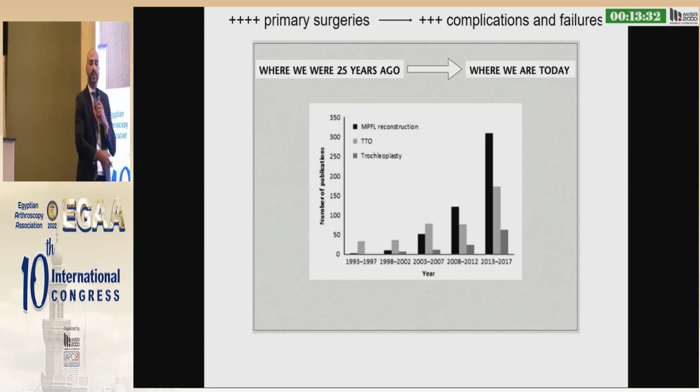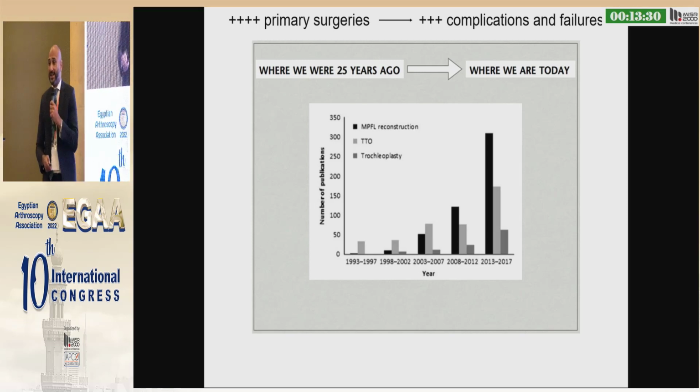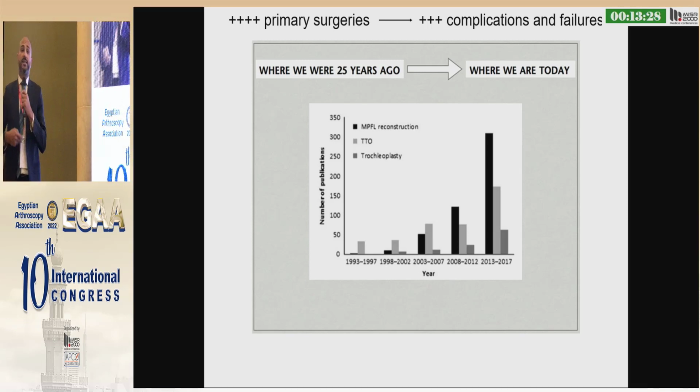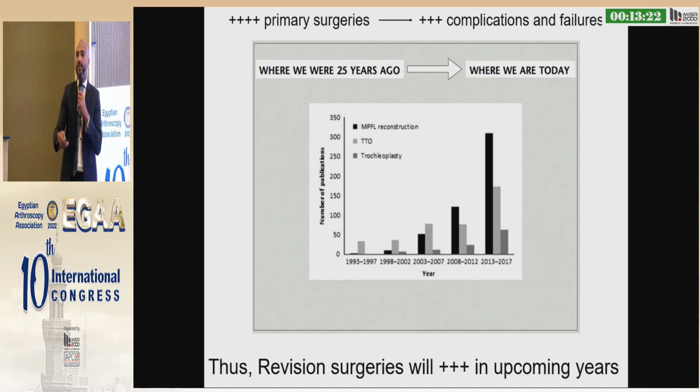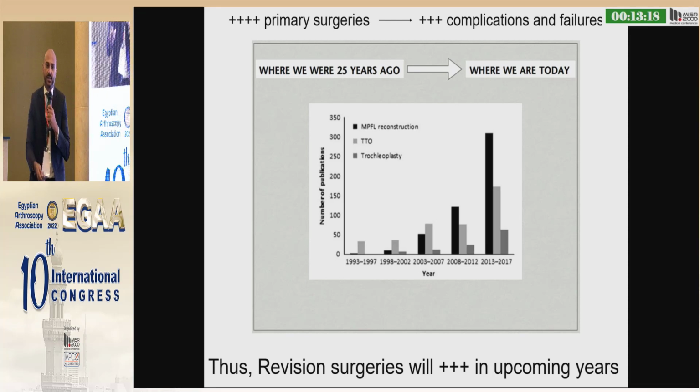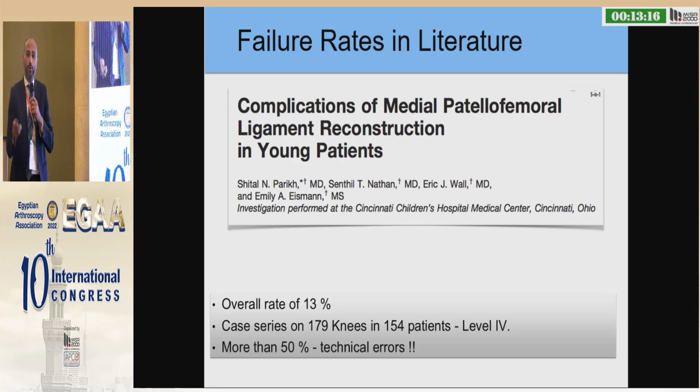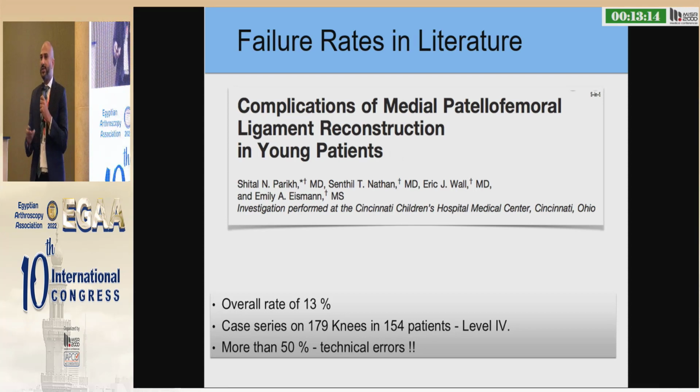Up till 2017, the rate of MPFL surgeries is increasing. But as the rate of surgery increases, the complications and failures increase as well. And we expect in the upcoming years, the rate of revision surgeries will increase as well. So, the failure rates in literature: what does the literature say about the failure rates?